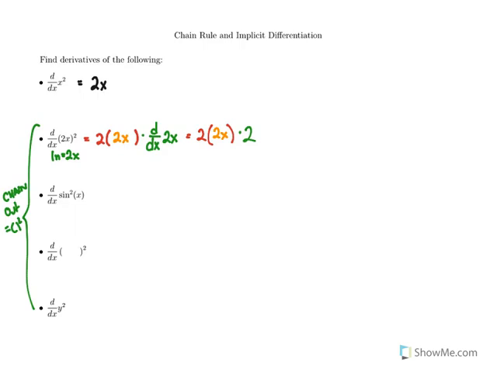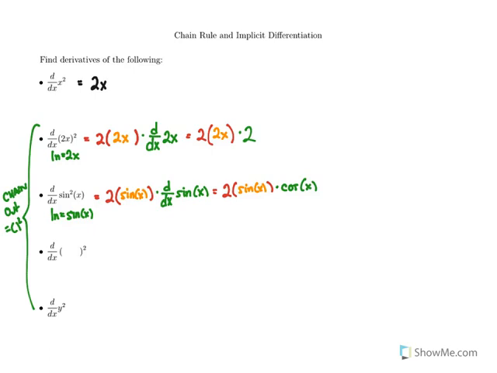How about sine squared? Here, the inside function is sine. Outside function is something squared. So the derivative is going to be 2, in this case, sine, leaving the inside alone, and then times the derivative of sine. And this will give us 2 sine times the derivative of sine, which is cosine.